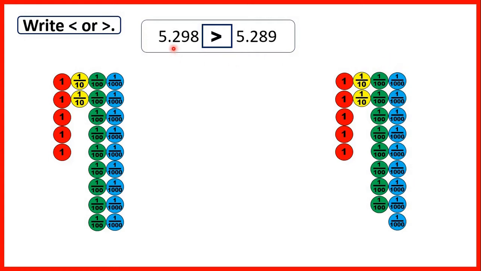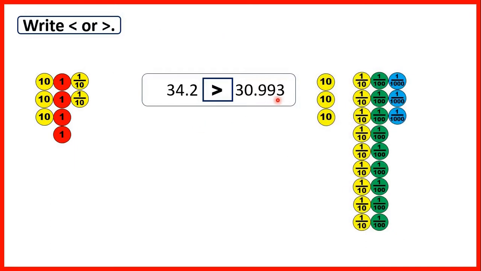This first number was larger because it has 9 tenths, but the second number only has 8 tenths. Then we had 34.2 and 30.993. Now even though this second number has more place value counters, it's not as large as the first number, because remember, ones are larger than anything that comes after it. So even all of these counters together add up to less than one whole.